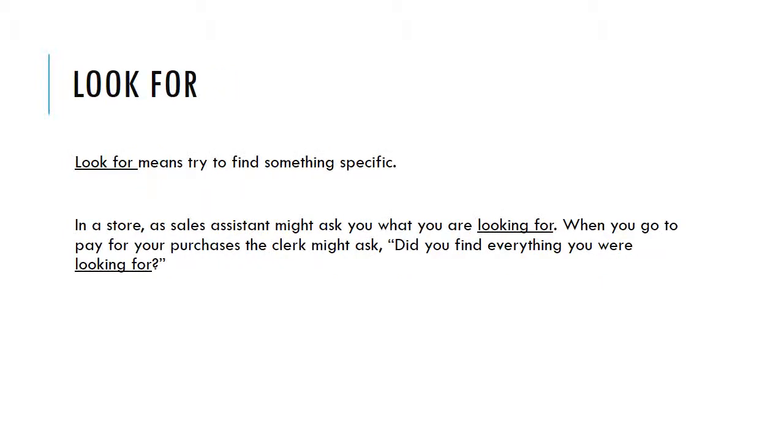Okay. Look for means try to find something specific. Maybe you've noticed that if you go into clothing stores in the United States, right away a sales assistant will come up and ask you, what are you looking for? This means, what specifically do you want to find? And in lots of kinds of stores, for example a Target or even a grocery store, when you go to pay for your purchases, the clerk might ask you, did you find everything you were looking for? These are very common, polite questions that you run into all the time in American shopping situations. So look for means try to find something specific.